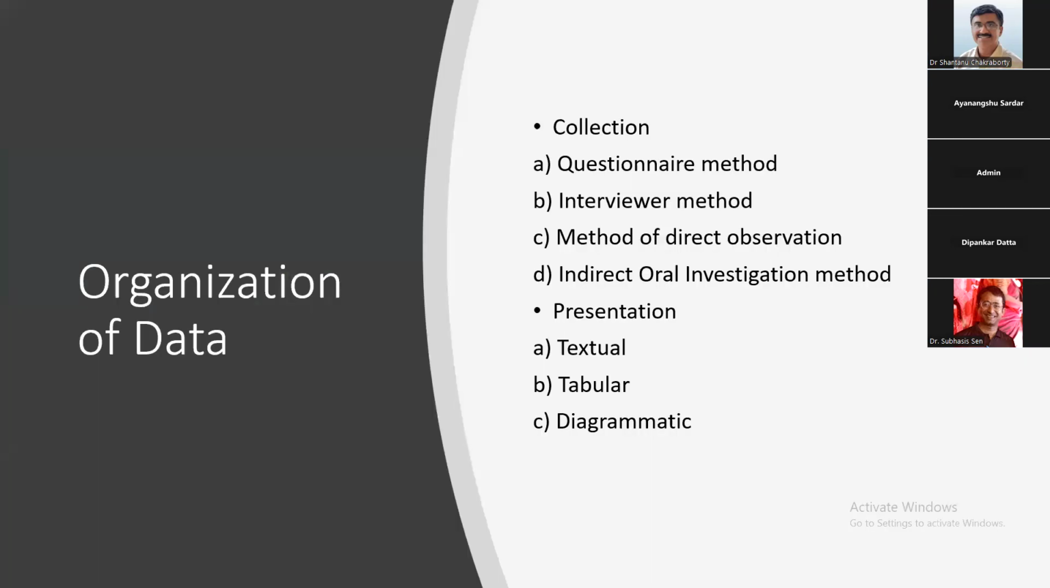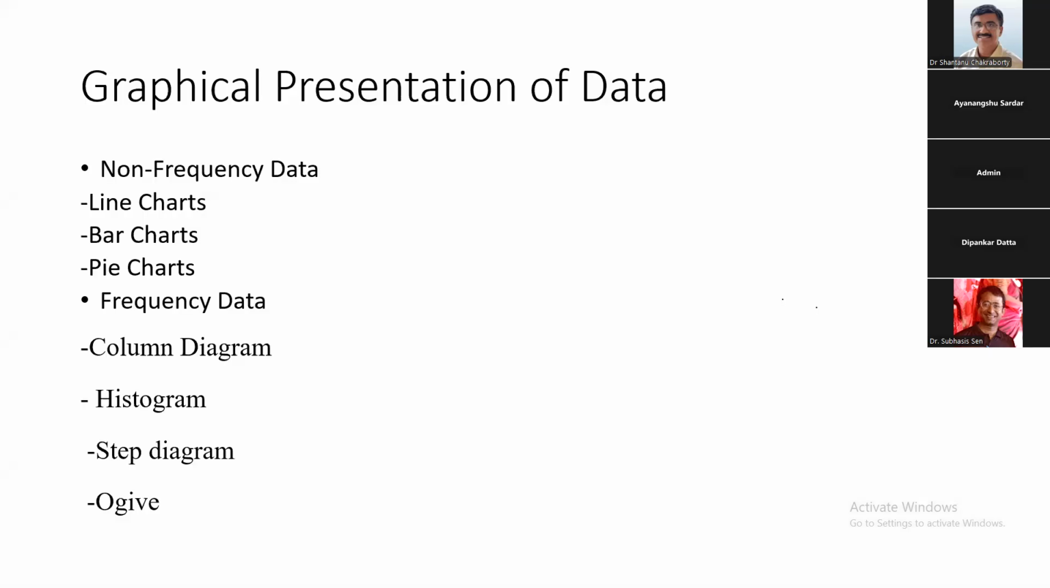And this is the organization of the data. We can collect the data using the questionnaire method, the interviewer method, the method of direct observation, and the indirect oral investigation method. Under collection, these are the methods. And under presentation, these are the methods. This is the basic method. And graphical presentation of data, tomorrow I will show you in detail. There are two types of data: one is non-frequency data, another is frequency data.